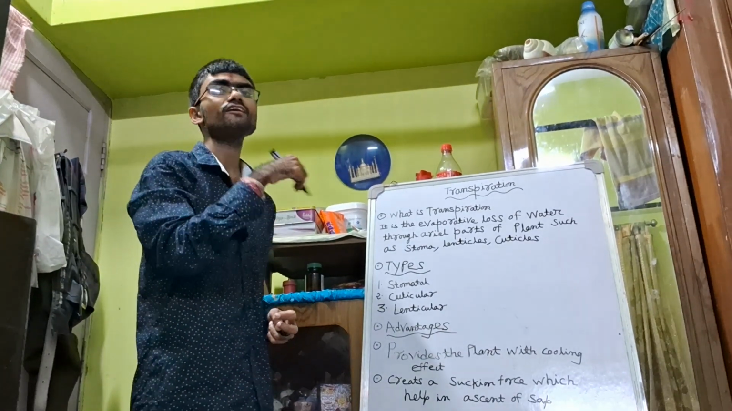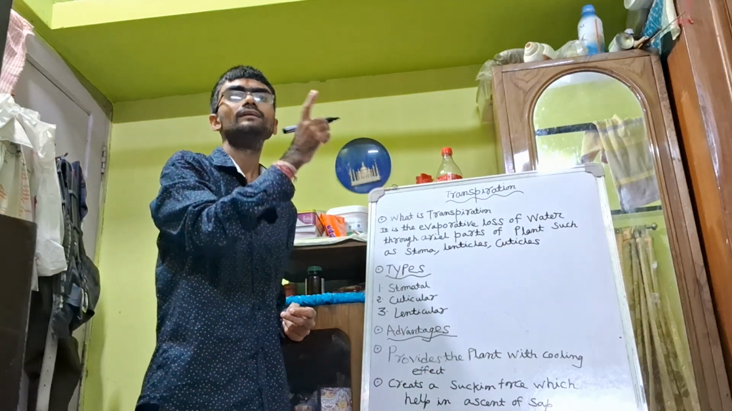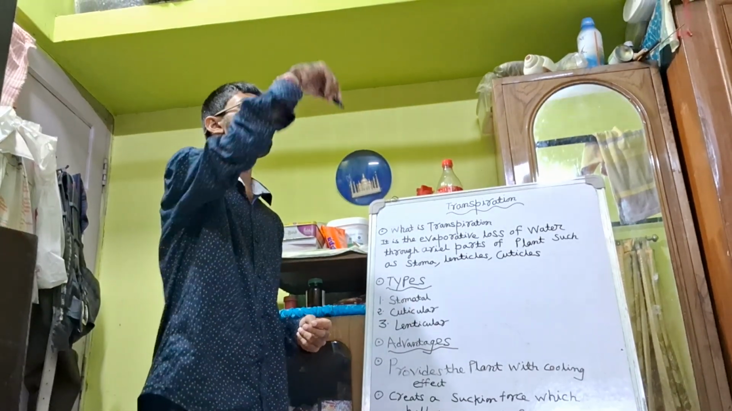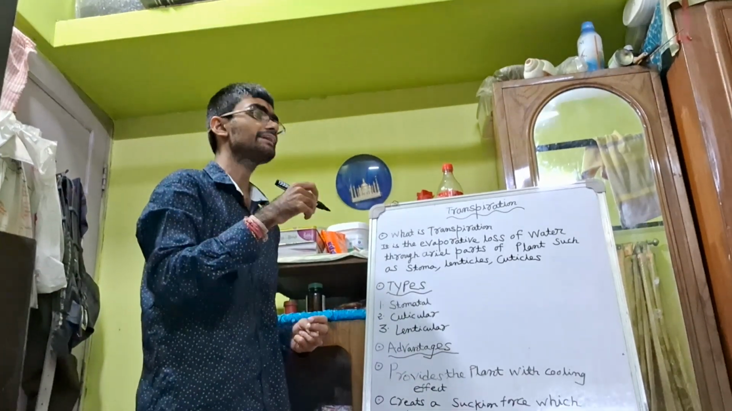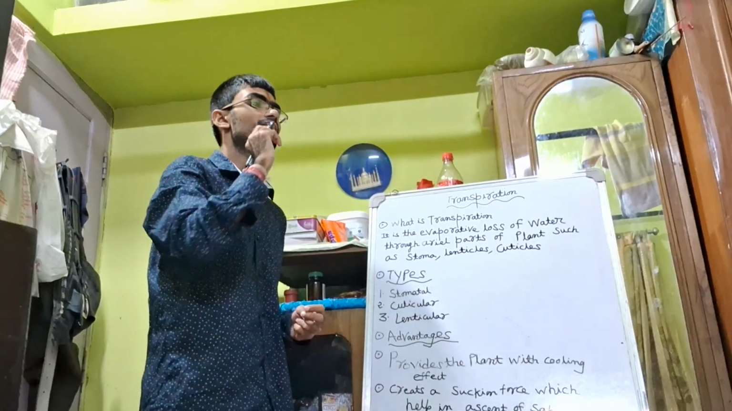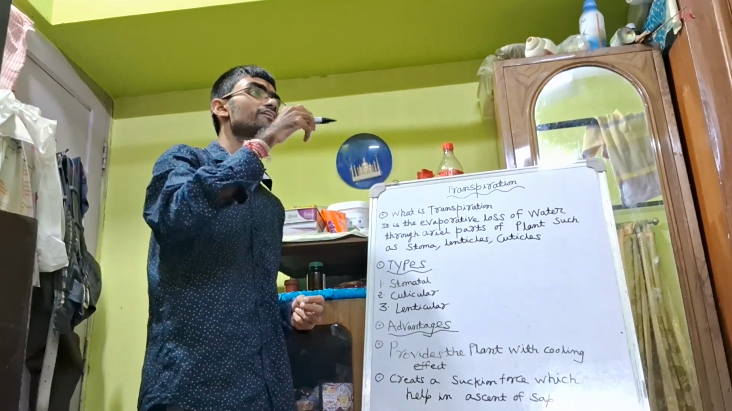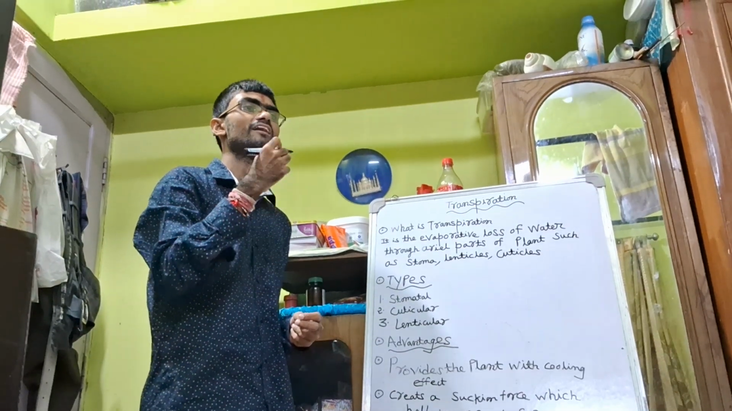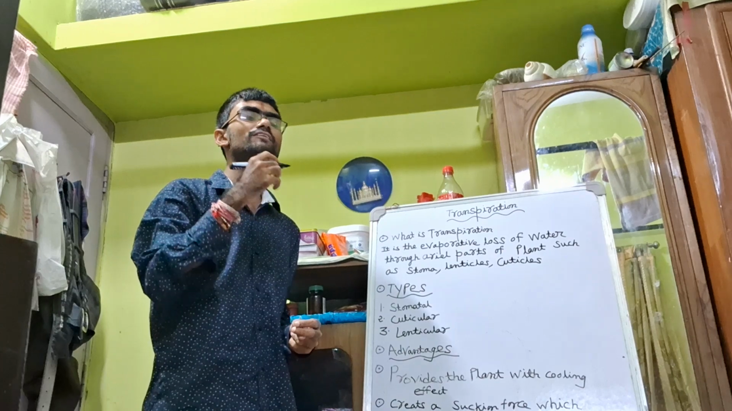Next point is it creates a suction force which helps in ascent of sap. Now let me give you an example. When we switch on the motor in our house to pump water into the tank which is situated in an upward direction, the water moves against gravity. So what happens? A suction force is created by the motor pump which forces the water to reach the tank against gravity. In this manner only, transpiration also creates a suction force which enables the water to reach greater heights against gravity.